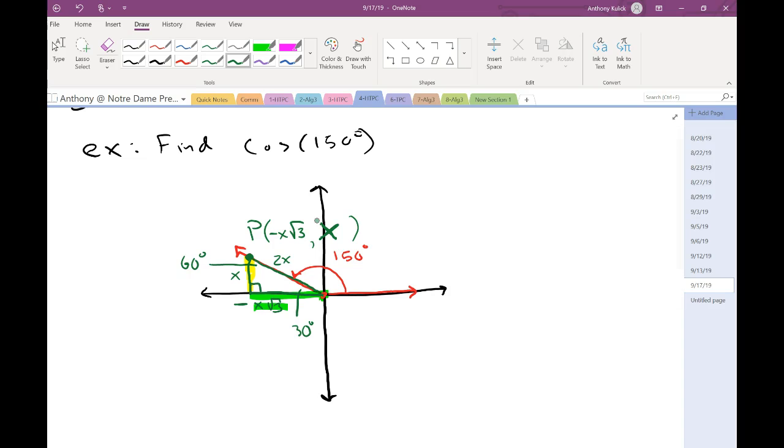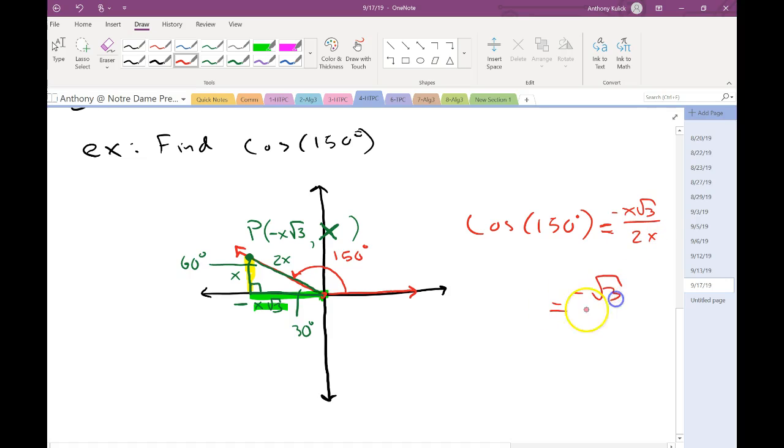Okay, so now if I want to evaluate cosine of 150 degrees, I can use the right triangle that I've drawn, and I can say we have adjacent over hypotenuse, which simplifies down to negative square root 3 over 2.